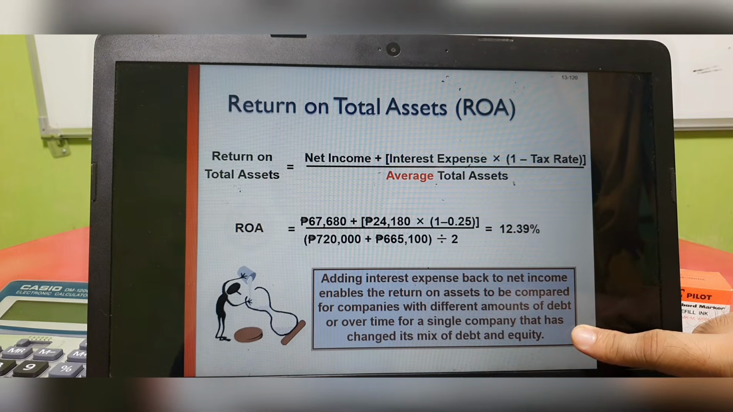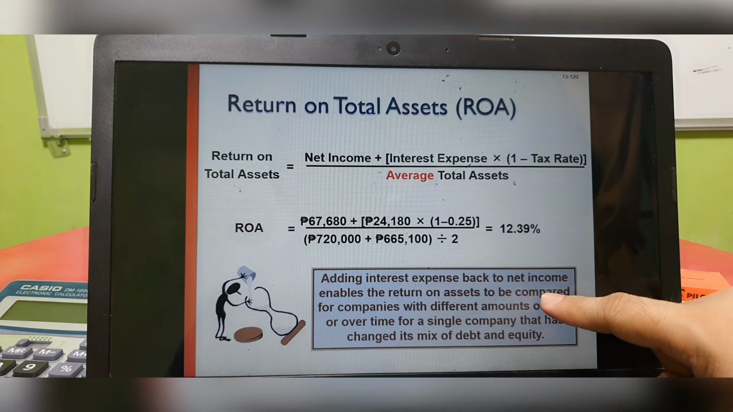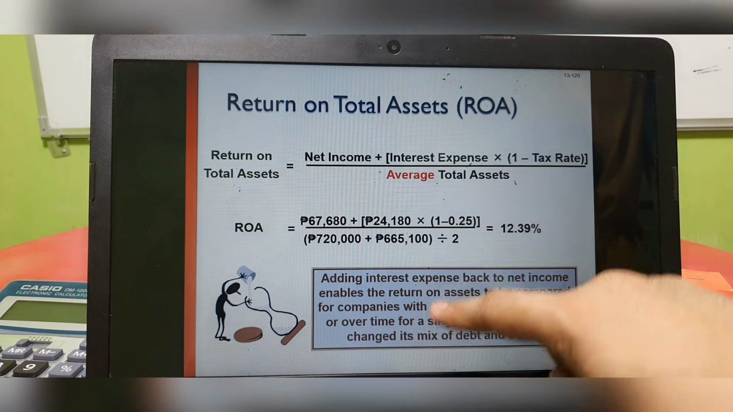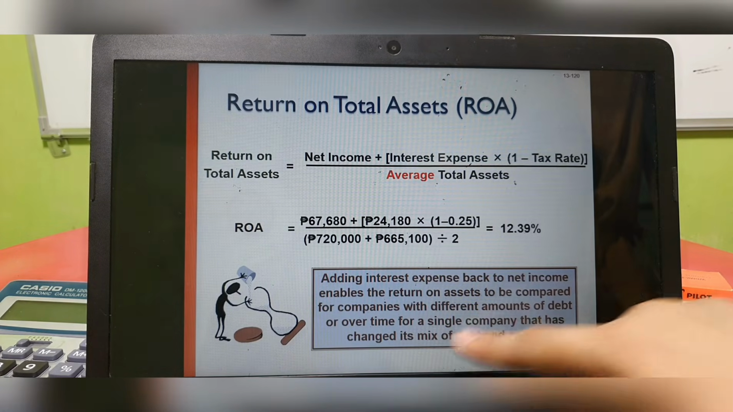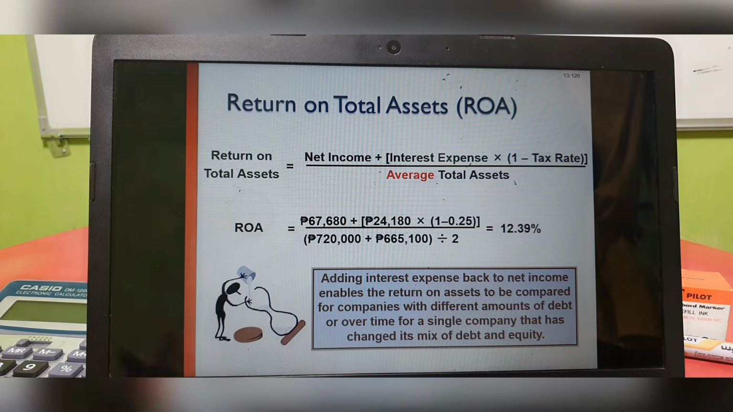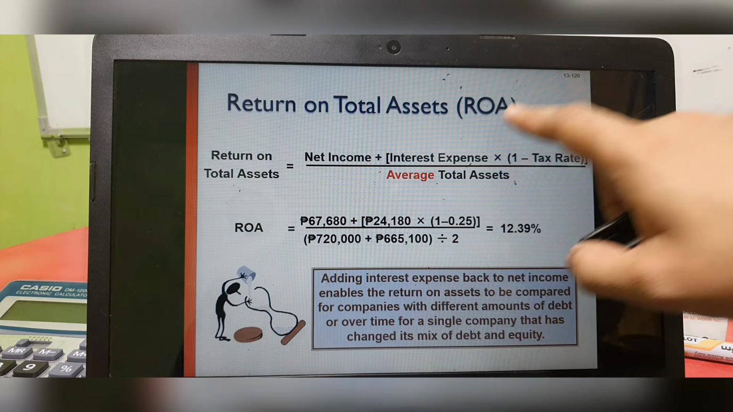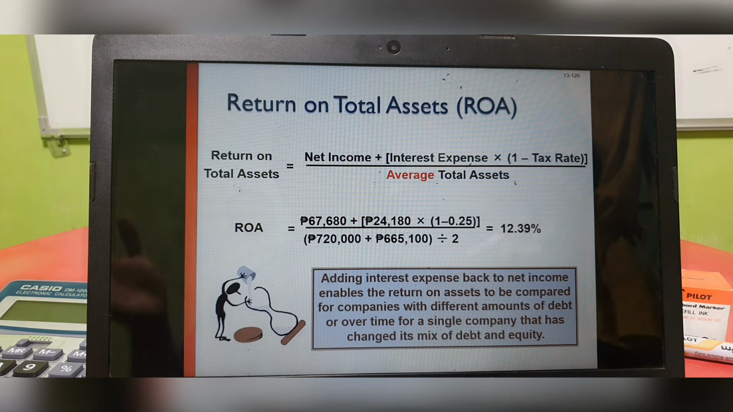If the intention is to compare your company's performance with other companies na with different amounts of debt over time, or for a single company that has changed its mix of debt and equity. Yung capital structure medyo nag-iba. Okay? So if we want to compare our company with other companies na magkaiba ng capital structure, this is how we compute for ROA para ma-compare lang.